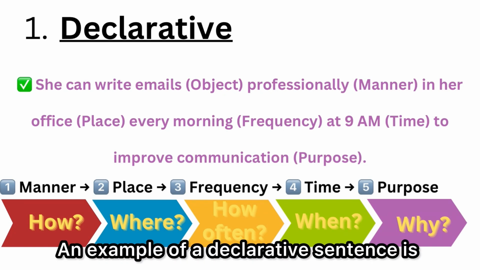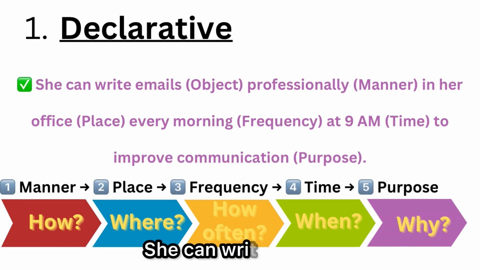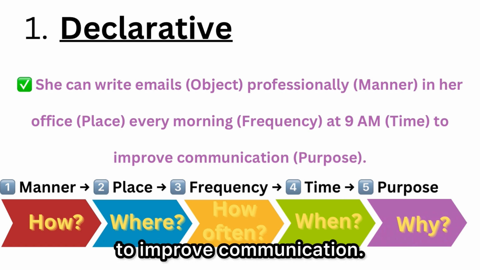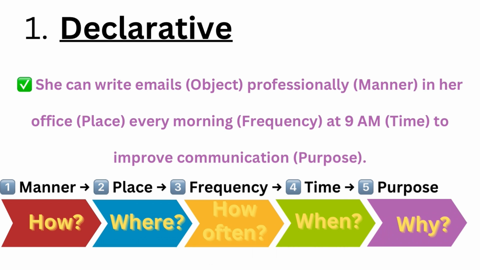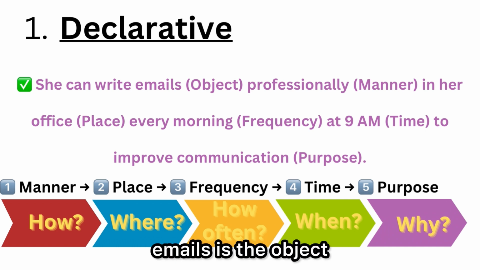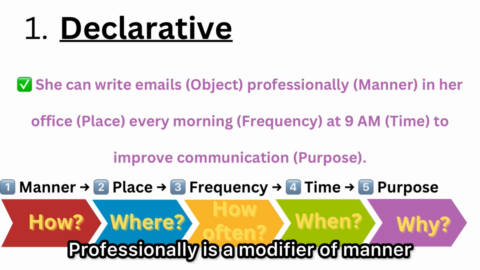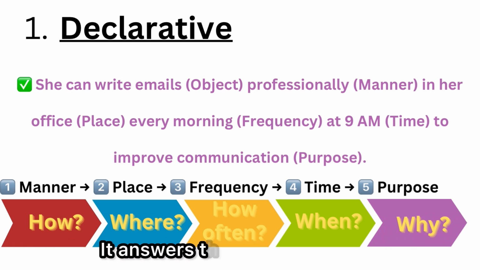An example of a declarative sentence is, she can write emails professionally in her office every morning at 9 a.m. to improve communication. She is the subject of this sentence. Can is an auxiliary verb. Write is the main verb. Emails is the object. Professionally is a modifier of manner. It answers the question of how. How does she write the emails? She can write the emails professionally.